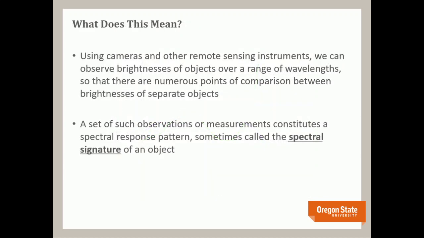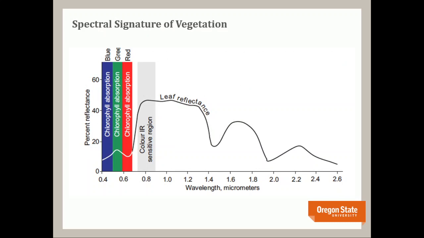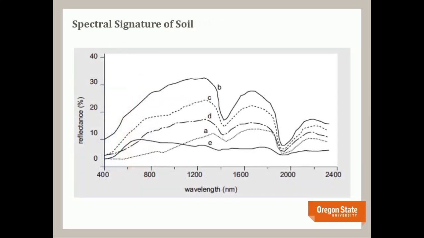What does this mean? Using cameras and other remote sensing instruments, we can observe the brightness of objects over a range of wavelengths, so that there are numerous points of comparison between the brightness of separate objects. A set of such observations or measurements constitutes a spectral response pattern, sometimes called the spectral signature of an object. This is the spectral signature of vegetation with respect to wavelength, how it is reflecting, and the variation in percentage reflectance under different wavelengths. Next is the spectral signature of soil, how soil is reflecting under different wavelengths.